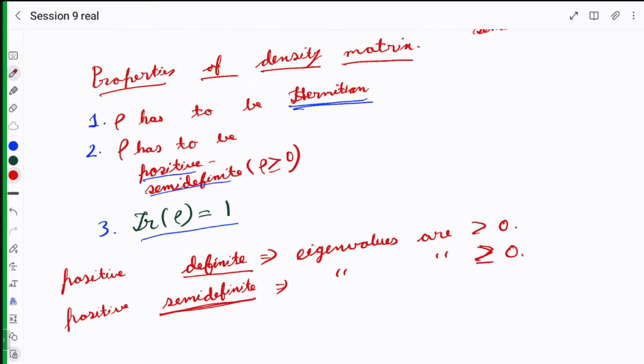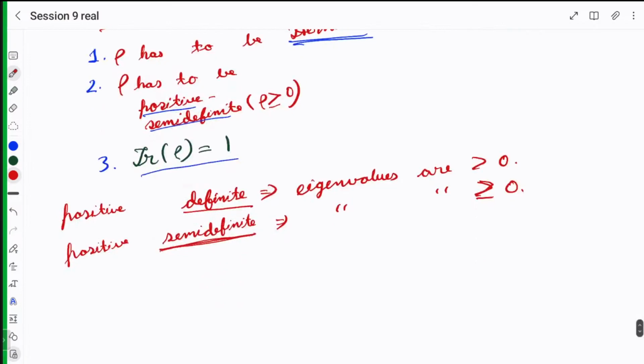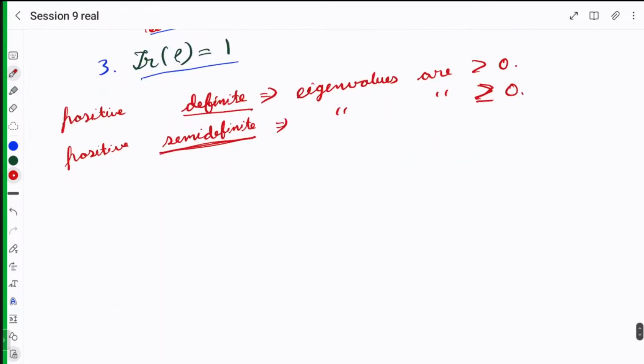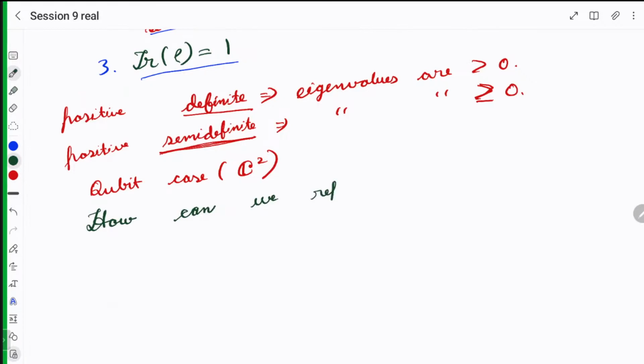All right. So now, what is very important is that we want to write, in the case of a qubit, that is when the Hilbert space is C2, how can we represent rho? This is a very important question. This will probably be the most important thing that we will learn in this course. Represent rho, a general density matrix. This representation is very important.